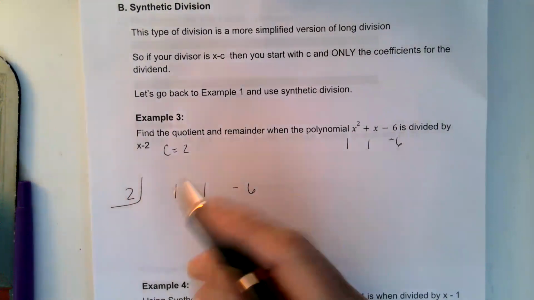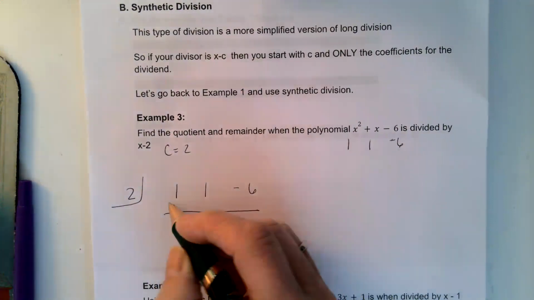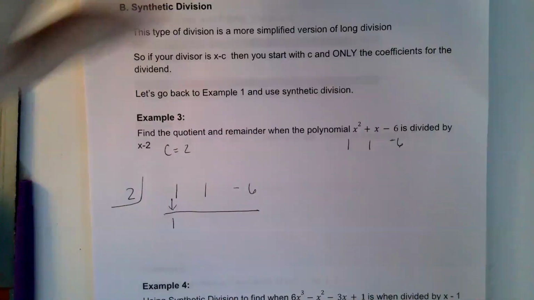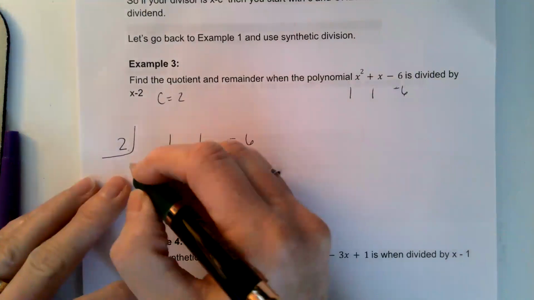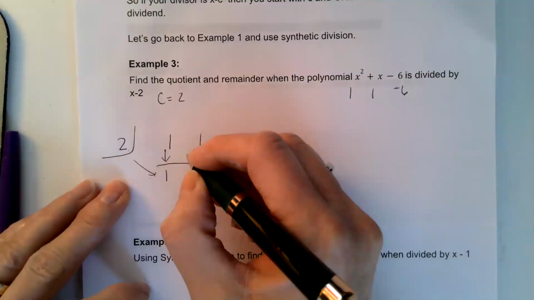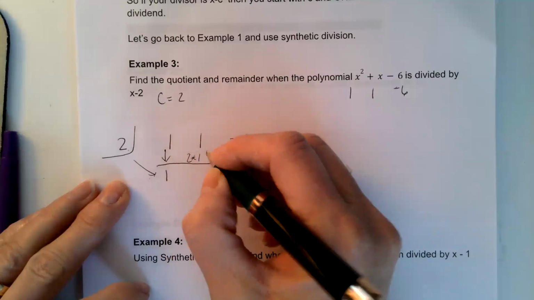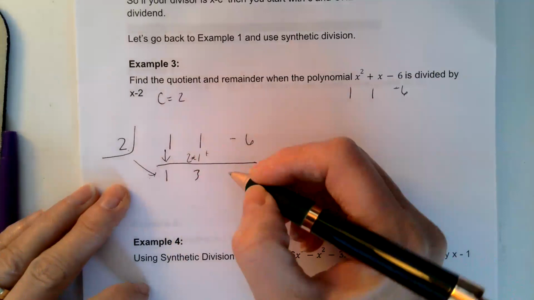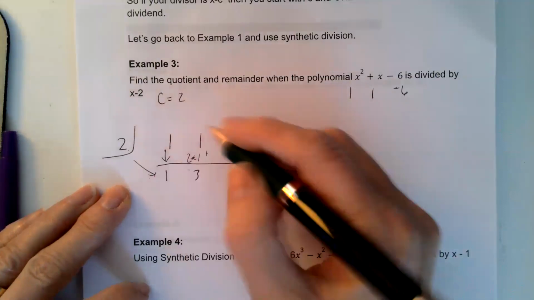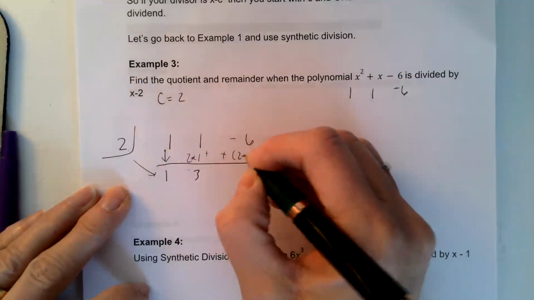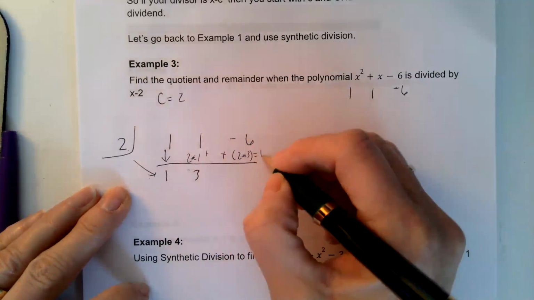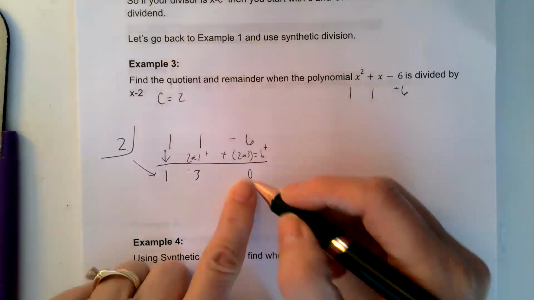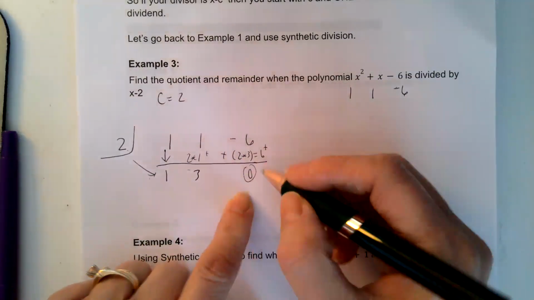Your divisor's over here. So how synthetic division works is your very first coefficient comes straight down. And then you multiply 2 times 1 and you add it. So 2 times 1 is 2, plus 1 is 3. And then you do 2 times 3, which is 6, and you add these. A negative 6 and 6 is 0. And this would be my remainder. There's no remainder.